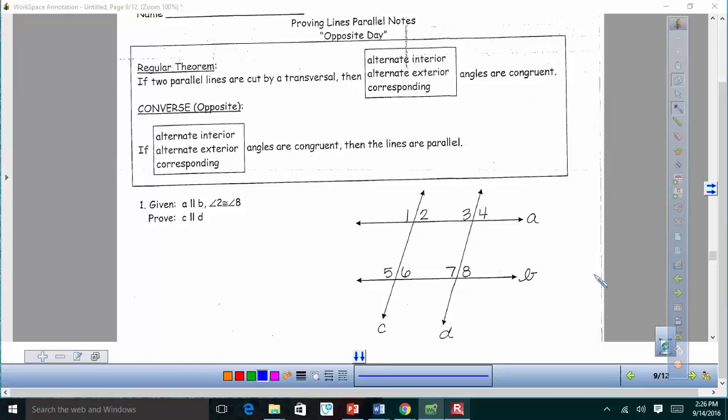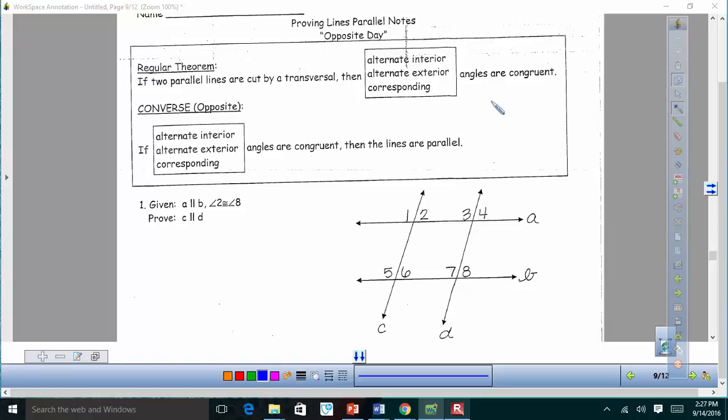Okay, so the next type of proofs we're going to go over are proving lines parallel. Every proof that we've done so far has dealt with angles. We've either proved that angles are congruent or we proved that angles add to 180. And we have used the theorem every time: if two parallel lines are cut by a transversal, then alternate interior, alternate exterior, or corresponding angles are congruent, or we use that consecutive angles add to 180.